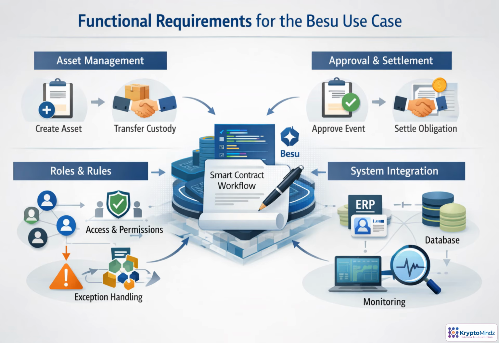Functional requirements turn the use case into precise system behavior. For Besu, this means defining the actions users can perform, the smart contract logic behind them, and the rules that make each transaction valid. Be explicit about roles, permissions, approvals, status changes, and exceptions. Also capture integrations with ERP, identity, monitoring, or databases. A good requirement is testable. For example, only certified logistics providers can submit shipment handoff events.